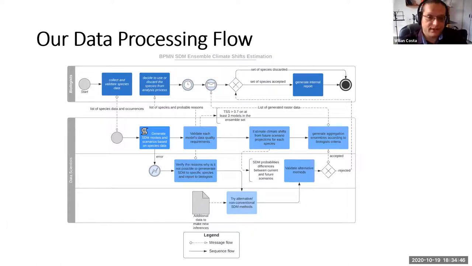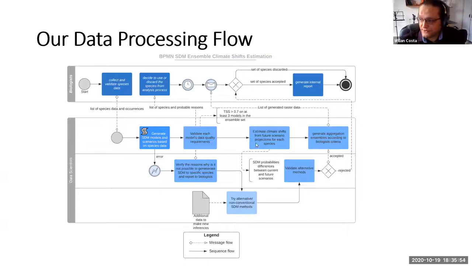We can generate these models. In this case, we try to validate the model quality, and we reject this model if the resulting model does not fit your quality criteria. When we cannot model the species, we try another kind of models or approaches to obtain an alternative map or a map using another model, especially for species that have just a few points, where you cannot use the classical approaches. And sometimes we have success and sometimes not.